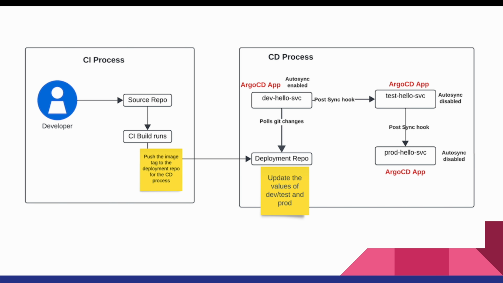So this is the diagram, and this is what I came up with to solve that problem. You have your simple CI process, where a developer pushes the code to a source repo, and then your CI build runs. As soon as your CI build finishes, it pushes the image tag to the deployment repo for the CD process. And when it is pushing the image, it is pushing it for all the environments. In all the values files that you are managing in the deployment repo, it is updating the image tag.